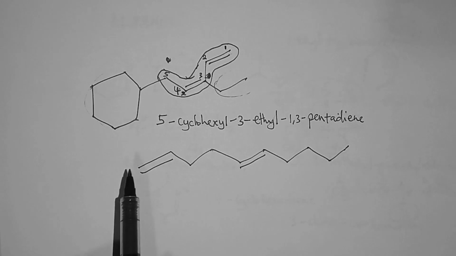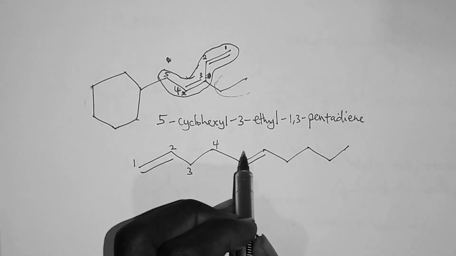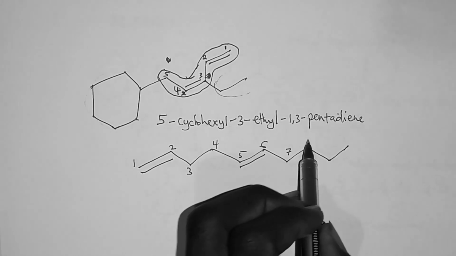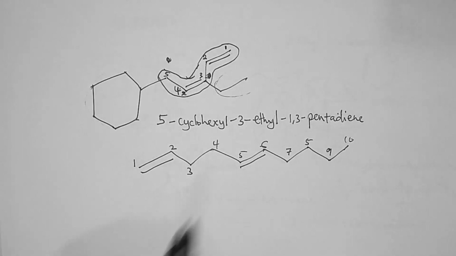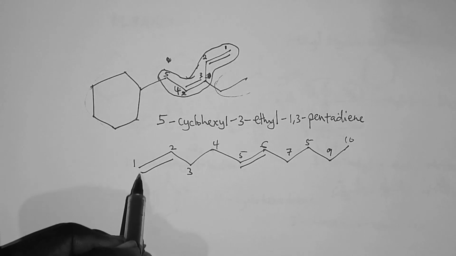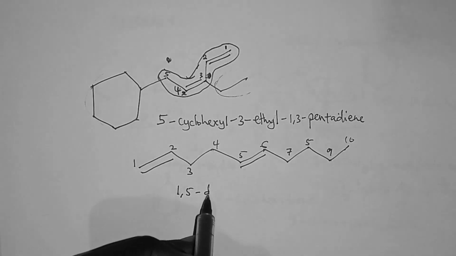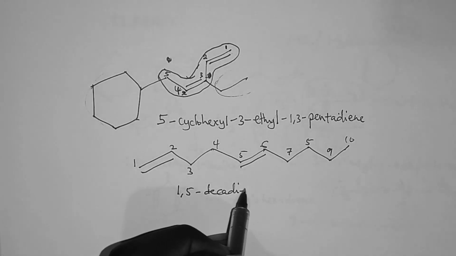So this is carbon number 1, number 2, number 3, number 4, 5, 6, 7, 8, 9, and 10. So this is the decene. However, there are two double bonds, and therefore it is a diene on carbon number 1 and carbon number 5. So this is 1,5-decadiene. In naming alkenes, there are some special names that we must be conversant with.